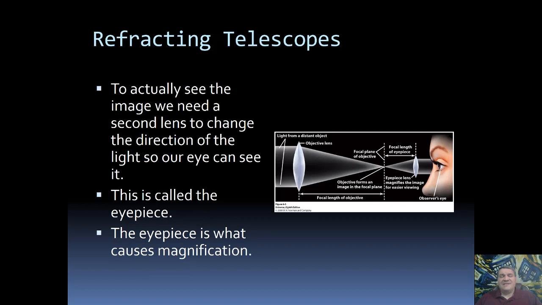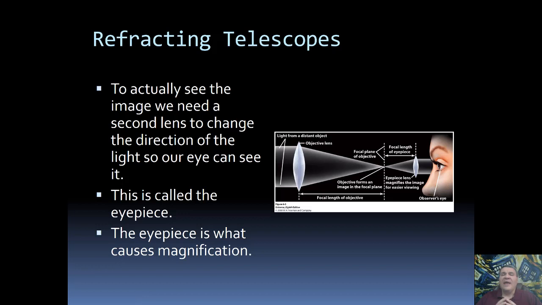Now, to actually be able to see with your eye what's going on, we have to have a lens that is able to focus the light so it can go into your eye so you can actually see what's going on. So we have the objective lens, which gathers all the light together. Then we have the eyepiece, which allows the light to pass into the eye so we can actually see what's going on.